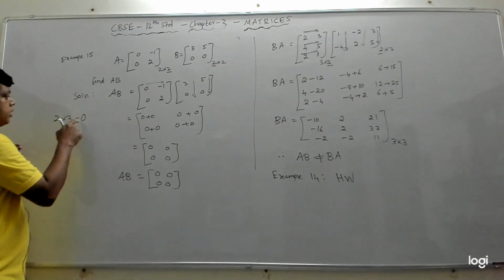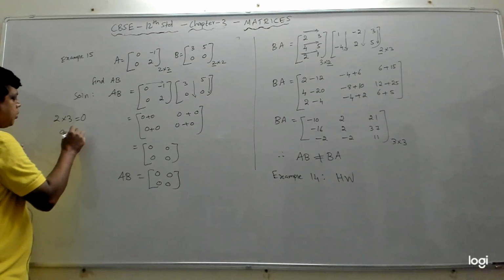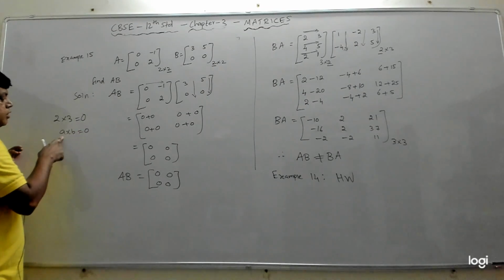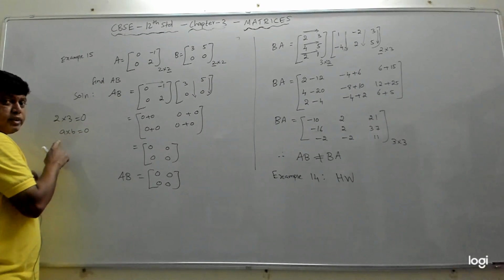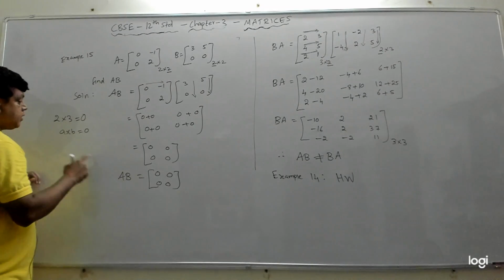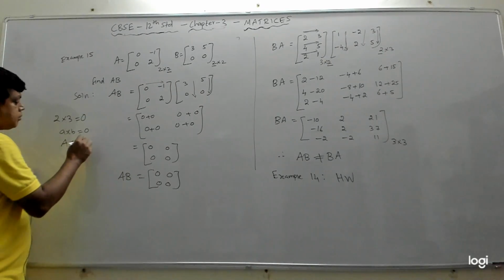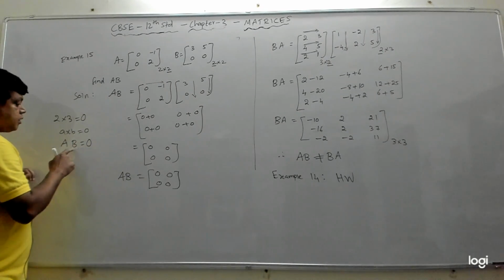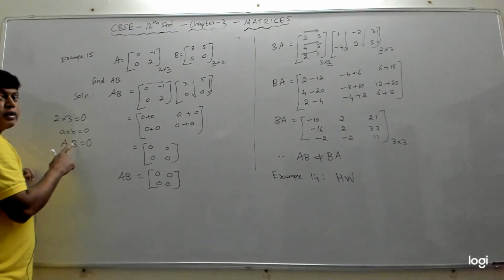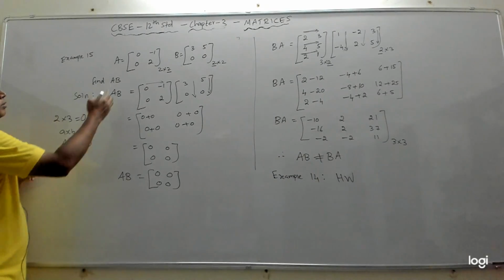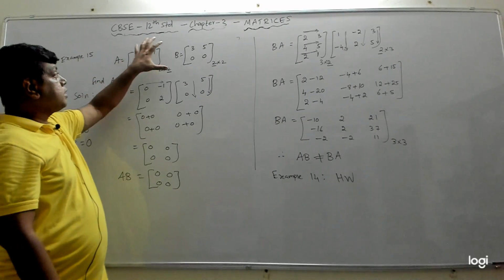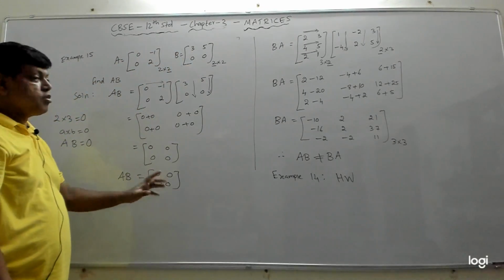If I multiply two numbers, A into B, and I get 0, that means A is 0 or B is 0. But in the case of matrices, if I multiply a matrix A with matrix B and I get a 0 matrix, it doesn't mean that either matrix A is 0 or matrix B is 0. Both can be non-zero. This is the case where A is not a 0 matrix, B is not a 0 matrix, but the product is the 0 matrix.